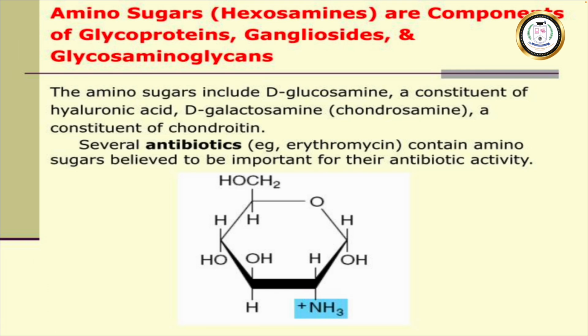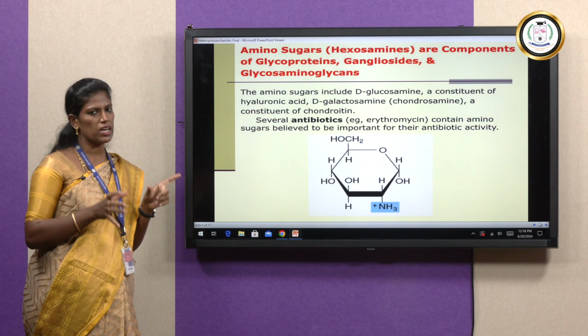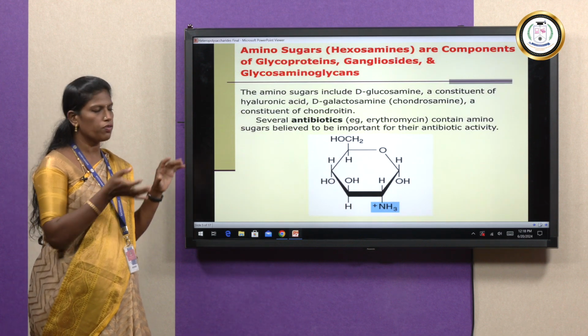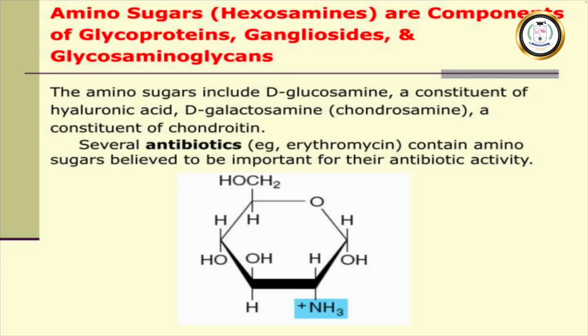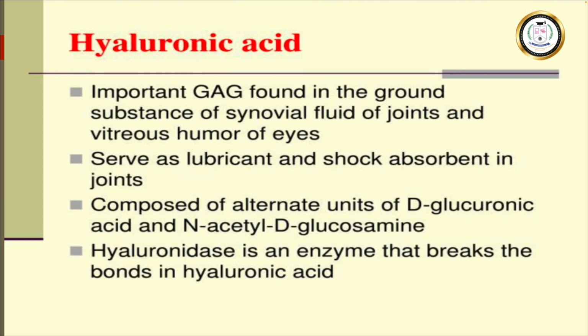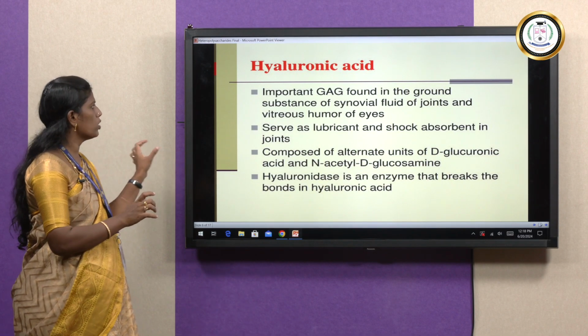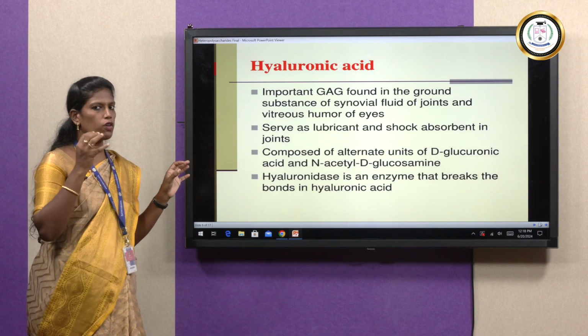Amino sugars are also called hexosamines. Amino sugar is in 2 forms: D-glucosamine and D-galactosamine. D-glucosamine is a constituent of hyaluronic acid. D-galactosamine is a constituent of chondroitin sulphate. Antibiotics also contain these amino sugars, for example erythromycin.